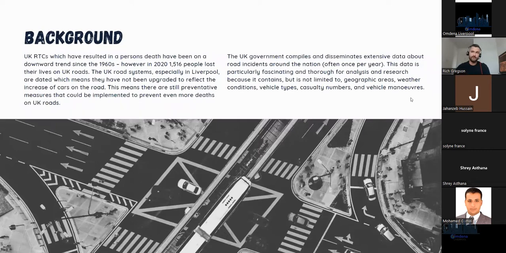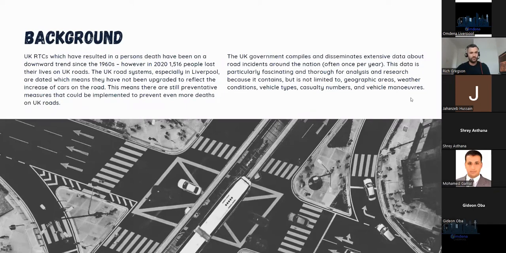From what I can gather, and I'm not going to give too much away at the moment, according to the data, Liverpool, where I'm from, seems to be, I wouldn't say a hotspot, but it seems to have a quite significant amount of road traffic accidents. That is usually because our roads have not been updated very well over the past couple of decades to be able to capture the amount of traffic that we see on the roads in modern day.